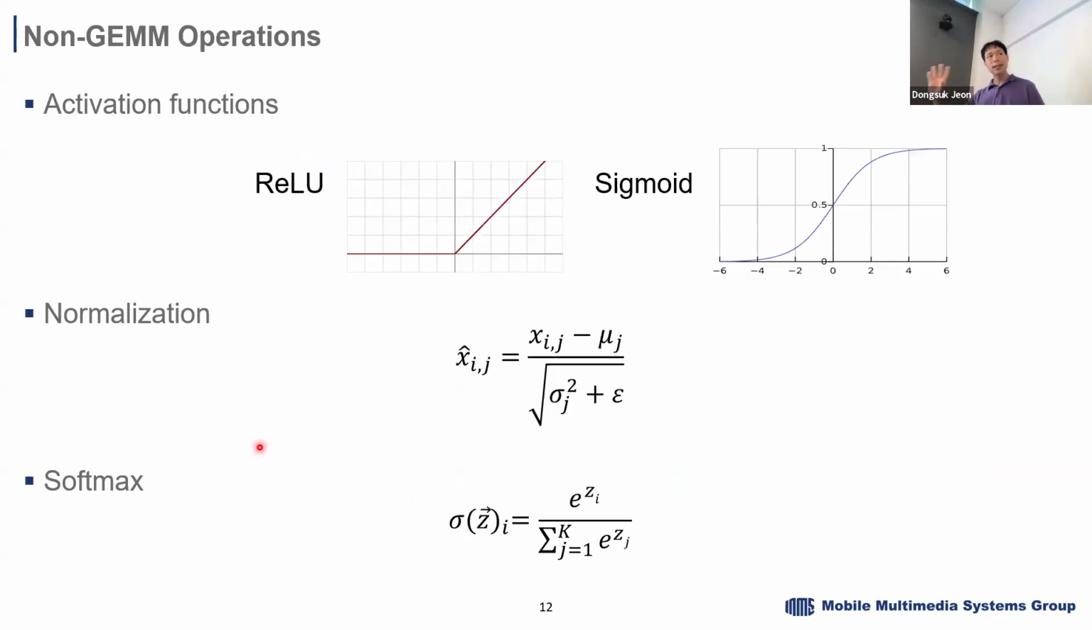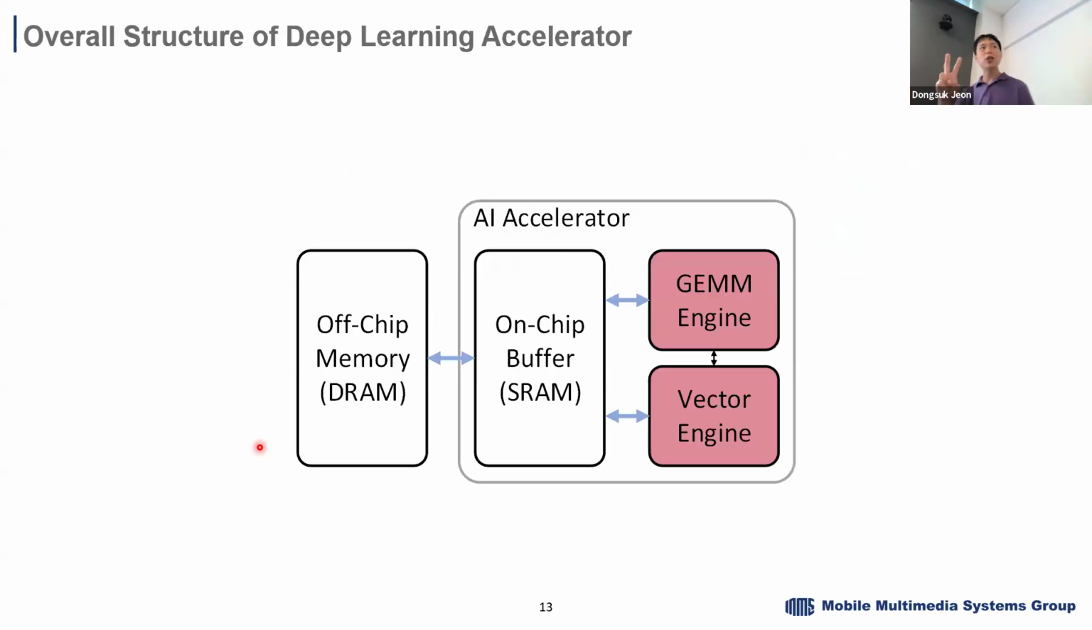Anyway, we already saw that this GEMM operation is very useful for realizing fully connected or convolutional layers, but that's not the only thing we need. We also need some other auxiliary operations like activation functions, normalization, softmax, and some other things. So that means we actually need two different types of computation units or computing circuits on a chip.